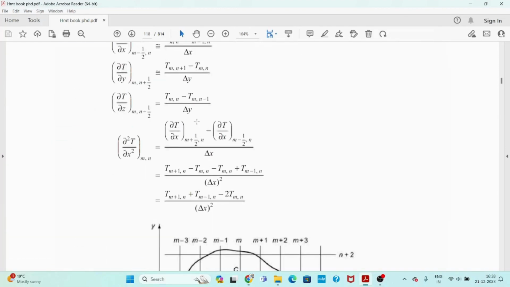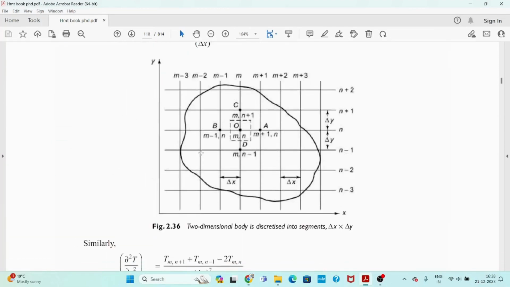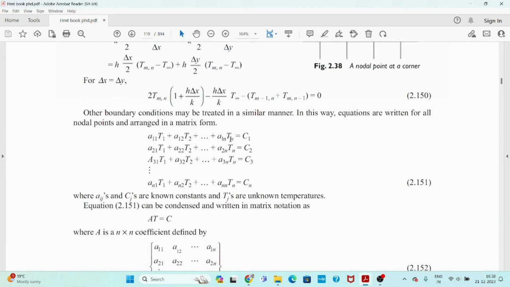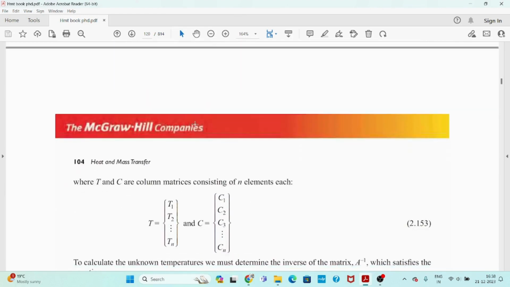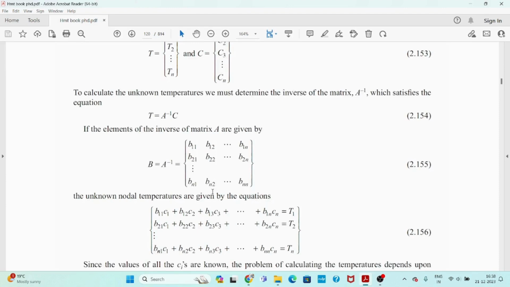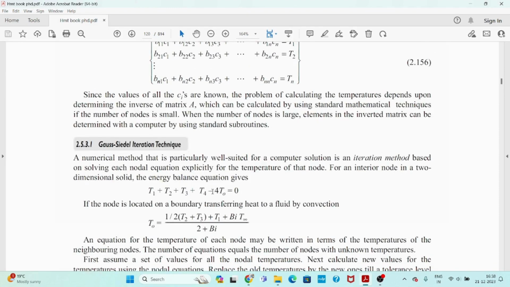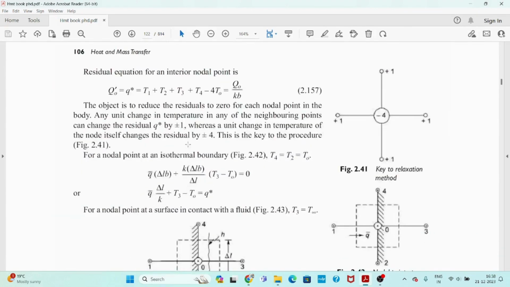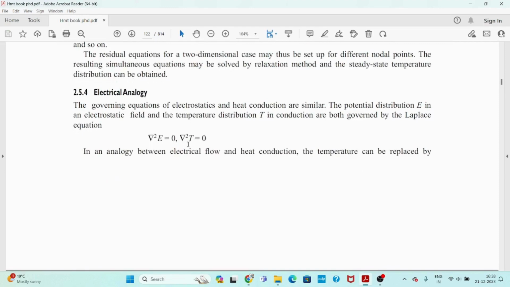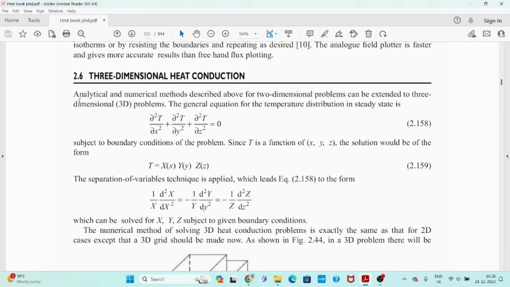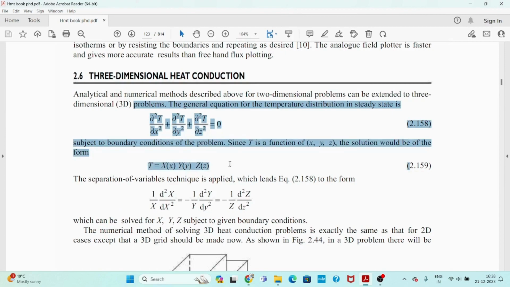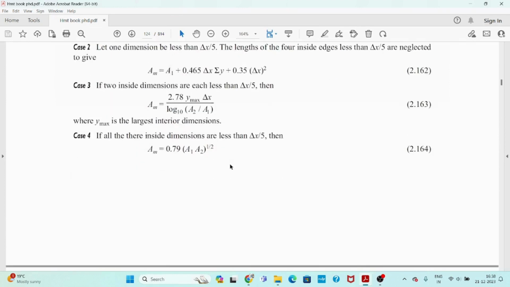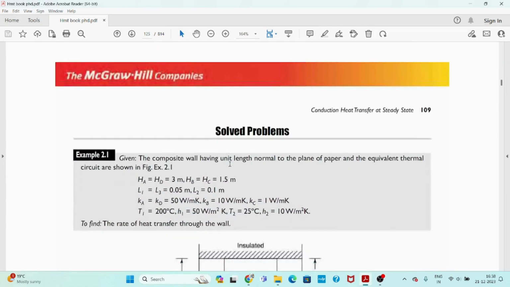Numerical methods: these are not important as far as your semester and your exams are concerned. So no need to study these. This will not be asked. The Gauss-Seidel method is not going to be asked. This is not much important. Electrical analogy, three-dimensional: I have told you, no need to study three-dimensional. Just study one and two, maximum two-dimensional. Okay, you will be able to solve the question.